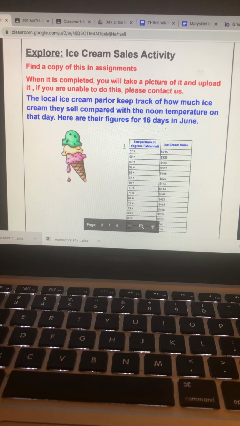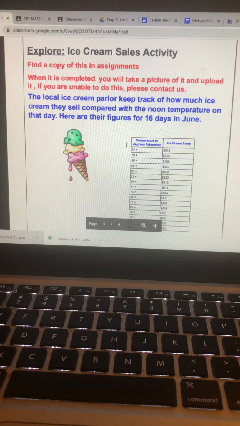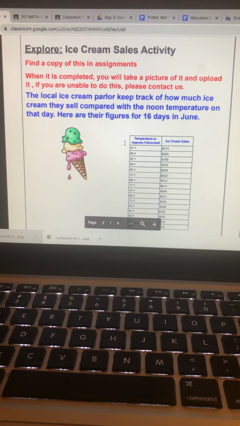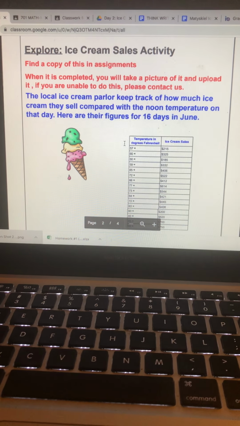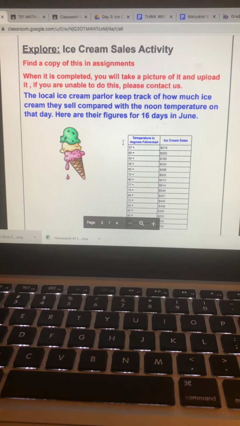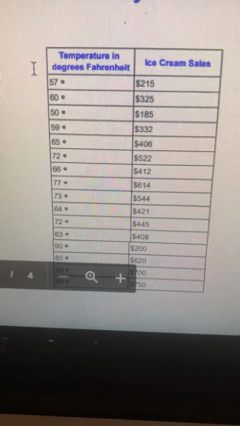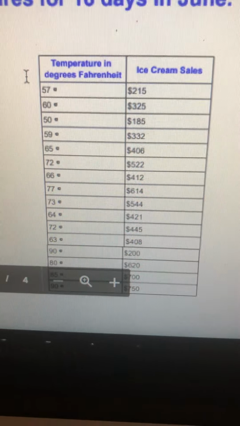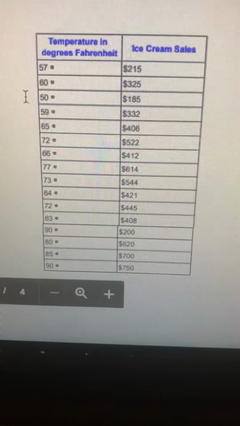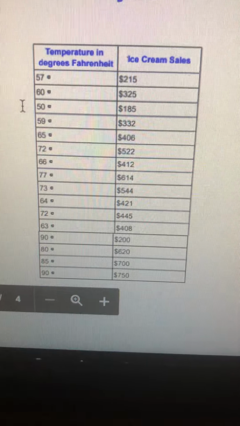So the problem that we are looking at is about a local ice cream parlor keeping track of how much ice cream they sell compared to the noon temperature that day. And these are the figures for the 16 days in June. So they give us this table. And if you notice, they're not in any kind of order because this is real world data. So the temperature varies every day.